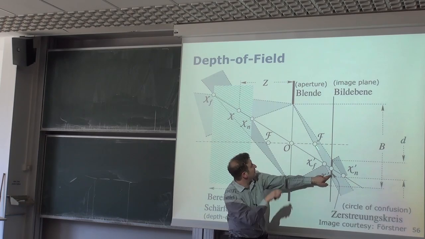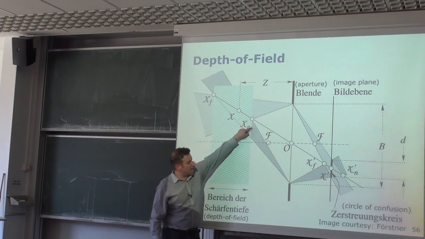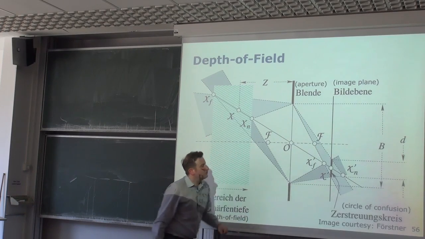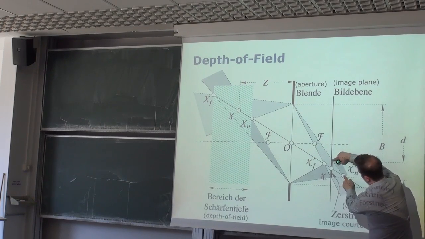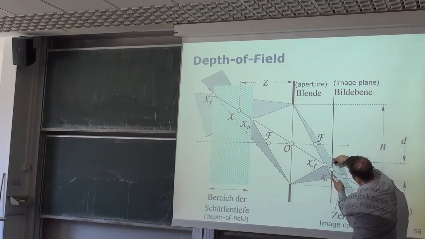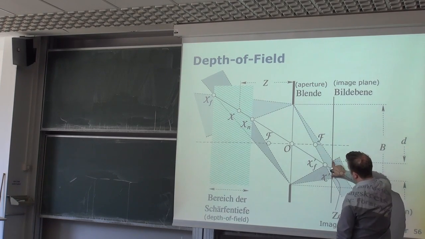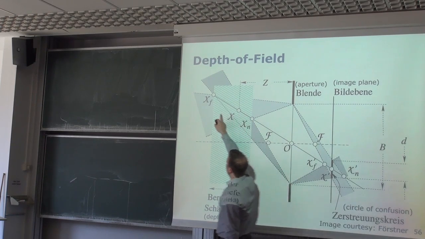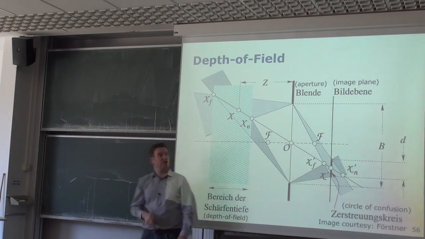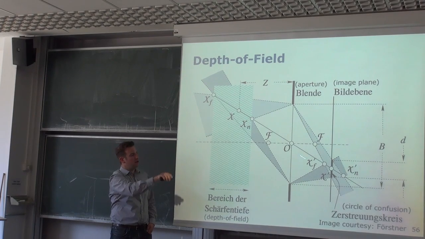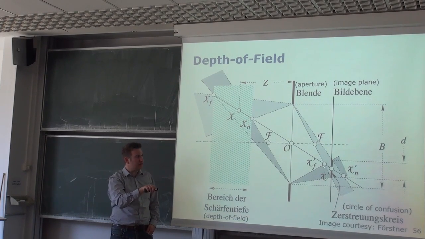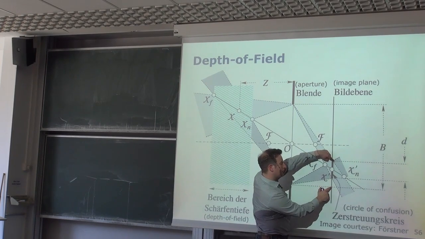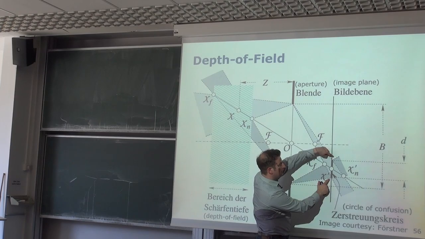Actually, sorry, this point down here. We can do the same for going down here. So that means we have this area over here, which corresponds to this area over here, where from xn to xf is actually mapped to. So depending where we are along this ray, it will be mapped to the same location, but kind of blurry along this circle of confusion, or Zerstreuungskreis. This one over here.